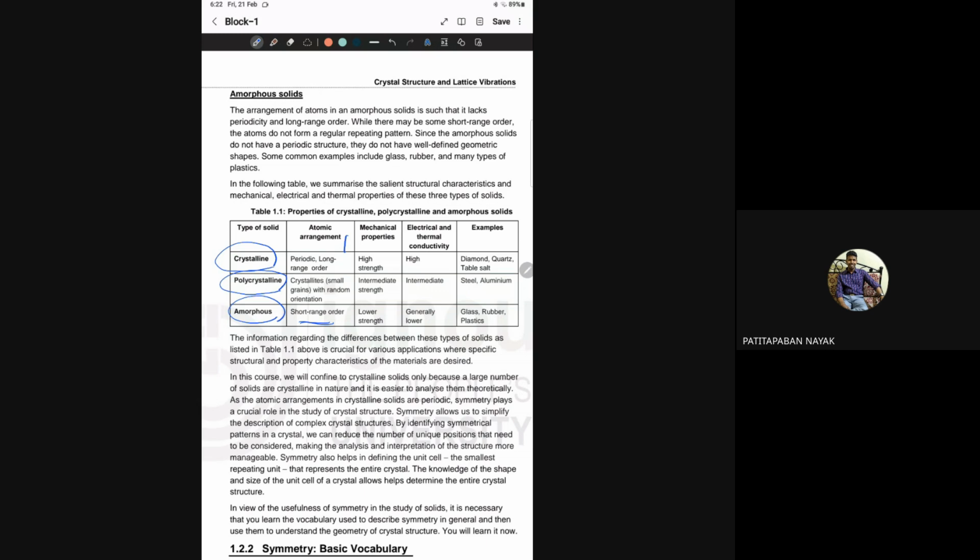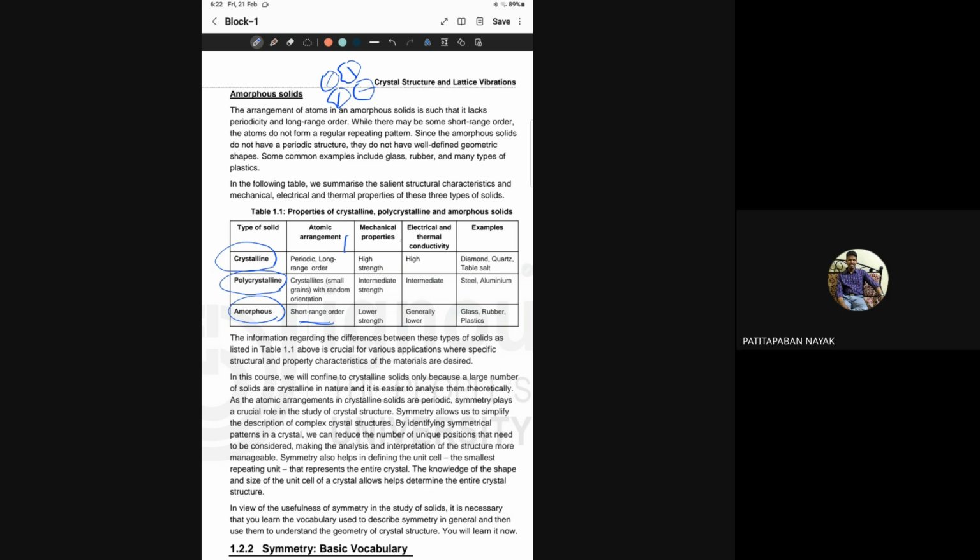So you can imagine in case of a polycrystalline, there will be a certain region, another region, another region, another region. In each one of them there will be ordering, but these crystallites will be randomly oriented. So that's why this is crystallites, small grains with random orientation.